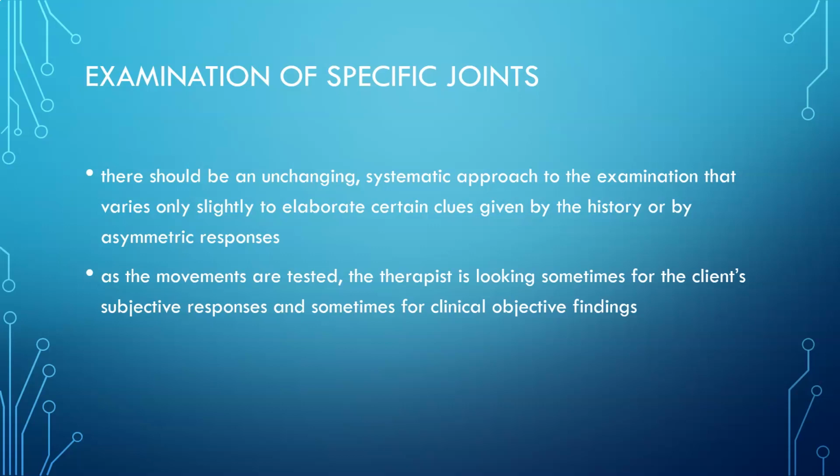The other thing is, when we say asymmetric responses, when you look at them moving both their good shoulder and their bad shoulder, the bad shoulder doesn't function as well as the good shoulder, so asymmetrically it's not working properly. So as the movements are tested, the therapist is looking sometimes for the client's subjective responses and sometimes for clinical objective findings. In other words, a subjective response is pain. So the patient might say, oh, when you ask me to do that movement, it hurts. And when we do objective findings, that means that when you watch the movement of the joint, you recognize there is limitation in that joint movement that's measurable.